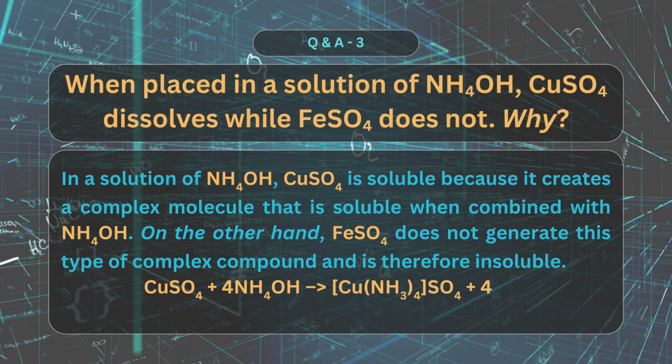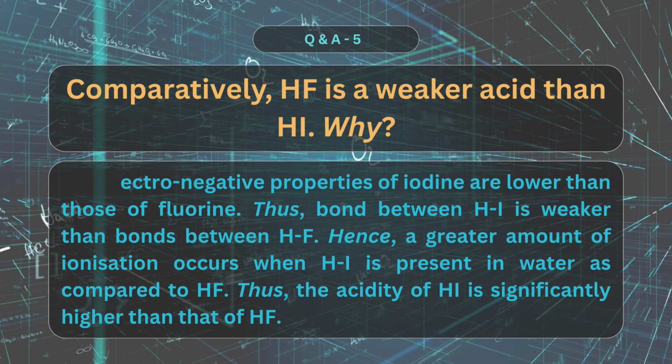Now, think about acids. Why is HF a weaker acid than HI? The answer is purely about bond strength. It tests deep understanding in AP and IB exams.